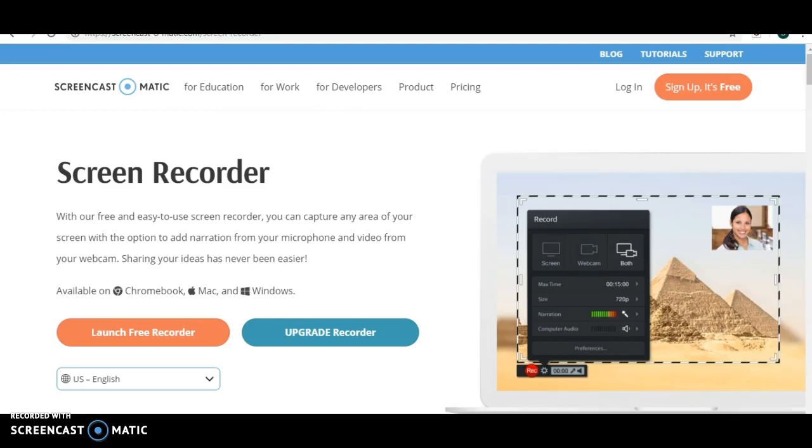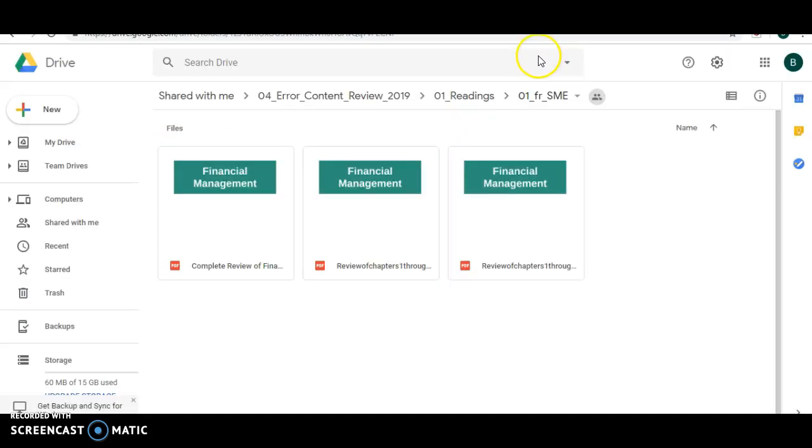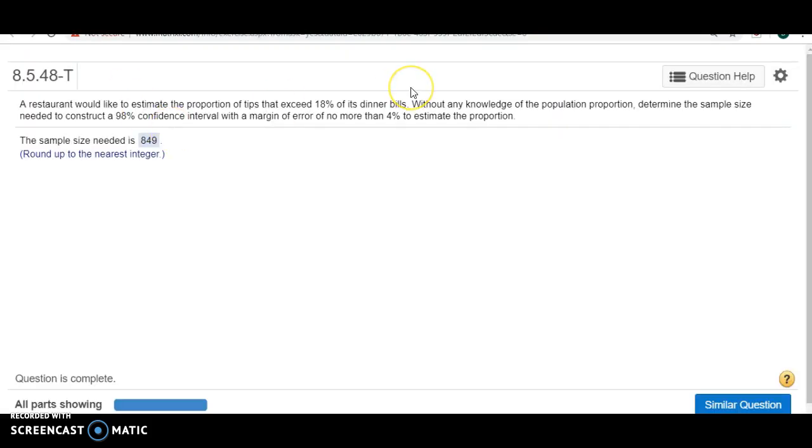Okay, we're going to look at a question about sample size. So we know that we don't know the population proportion, so we're going to have to figure out how to determine what to use there. And we're trying to find the sample size with a 98% confidence interval, and the margin of error is 4%.